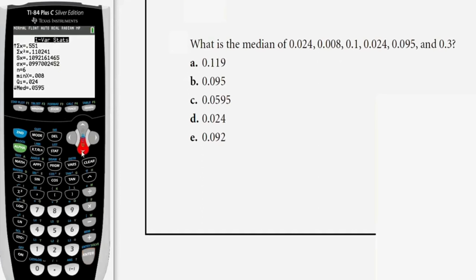Just go down. You're going to see median is 0.0595, which is option C. 0.0595. That will be the answer to this question, option C. So it's as simple as this. This is basically how you can find the median of data using the TI-84 Plus calculator. Hope you learned something interesting from this video. Let's call it a video here, guys.